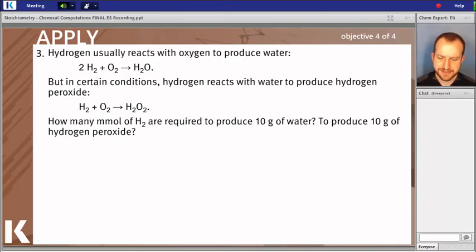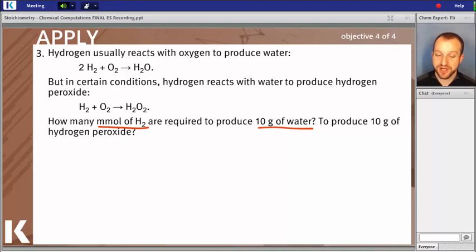So we've got a question about how many millimoles of H2. That must be what we're actually trying to figure out. And the 10 grams of water, that's what we've been given. So I'm going to need something that converts grams of water to millimoles of H2. I don't have a whole lot to work with.